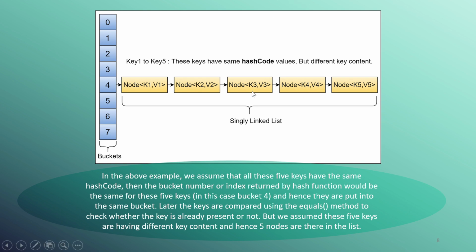We will see these things in the code. I have also written a code, so I'll show you that particular code, how this is happening. And in the above example, we assume that these 5 keys have the same hash code. So the bucket number or index returned by the hash function would be the same for all these 5 keys. In this case, it is 4, right? And hence they are put into the same bucket. Here you can see the singly linked list is formed and all the nodes are added to the same bucket. Later on we compare using the equals method, as I already explained. So this is the entire concept of internal functioning of hash map.